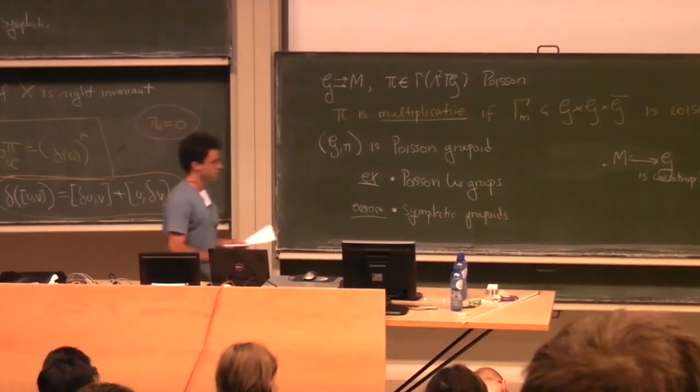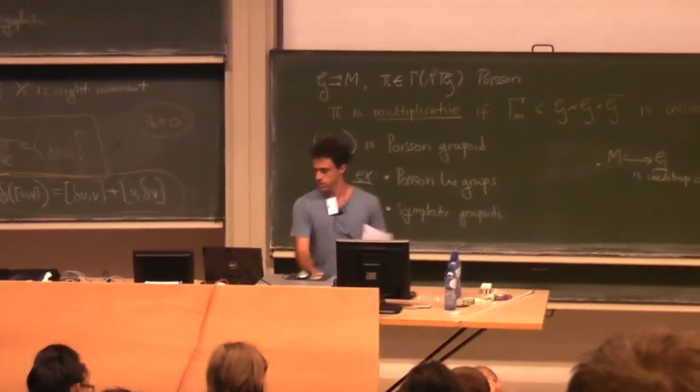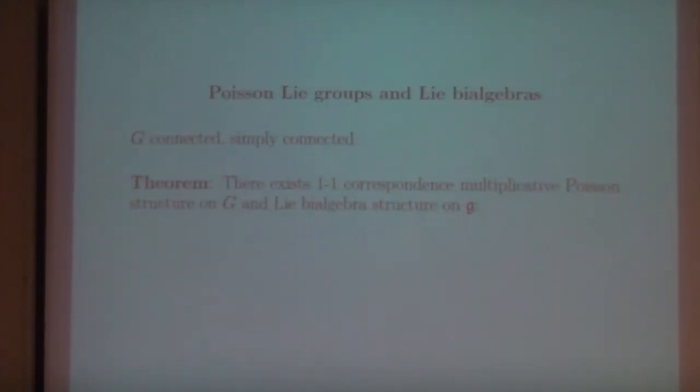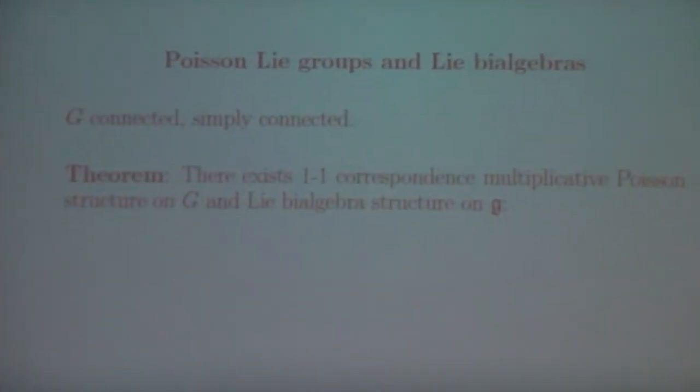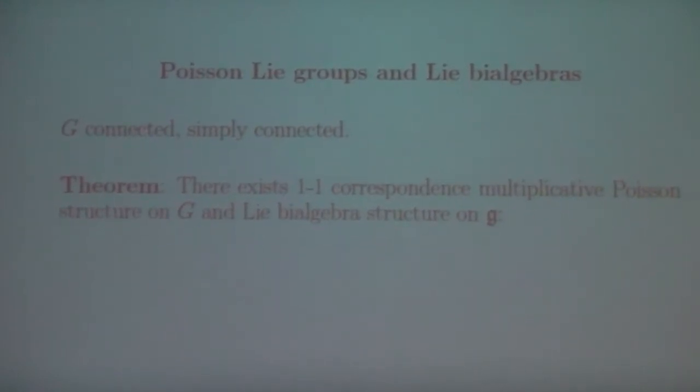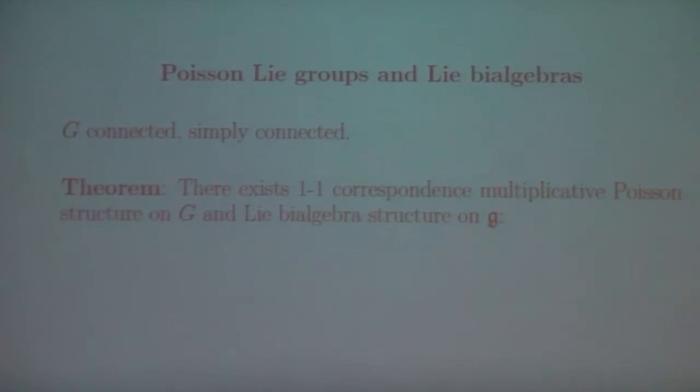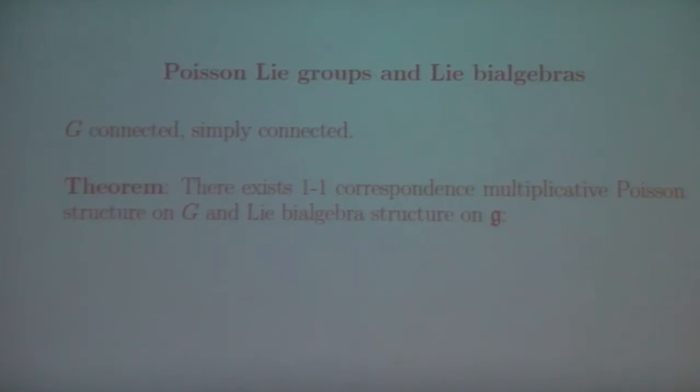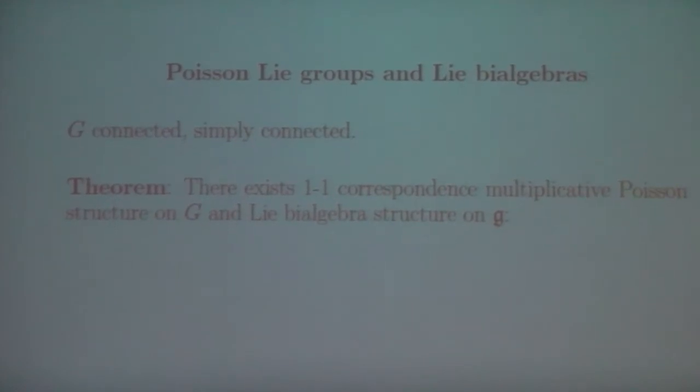But here's a theorem, right? It goes back, I think, to Drinfeld, maybe. Okay, so that's the theorem: at least for simply connected Lie groups, there's really a one-to-one correspondence between multiplicative Poisson structures and Lie bialgebra structures. So you encode the multiplicative Poisson structure at the Lie algebra level as a Lie algebra structure on the dual that is compatible with the Lie algebra structure we had before. Okay, so that's the content of this theorem.